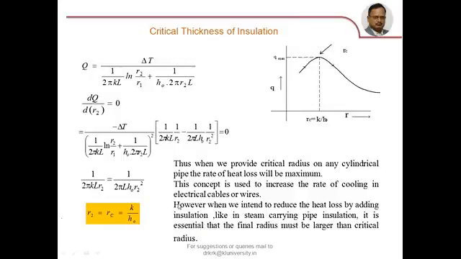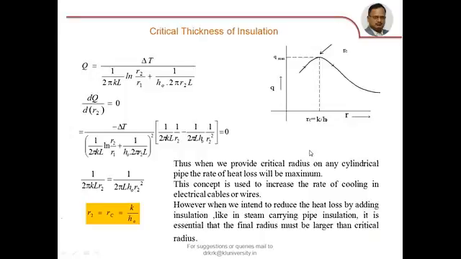So therefore this last sentence is very important. This concept is used to increase the rate of cooling in electrical cables or wires. However, when we intend to reduce the heat loss by adding insulation, like in steam carrying pipe insulation, it is essential that the final radius must be larger than the critical radius. Somewhere here it should.